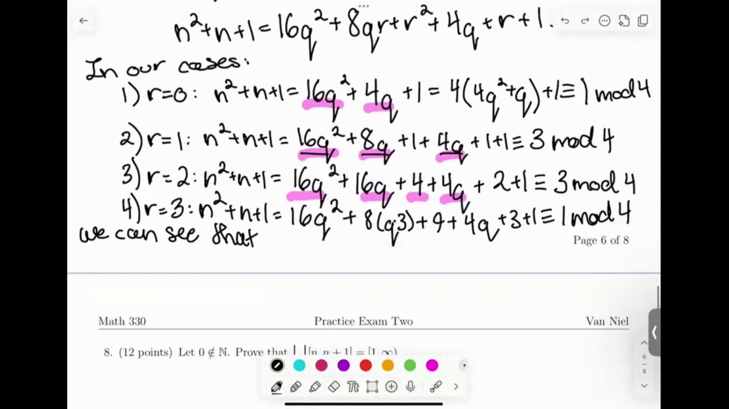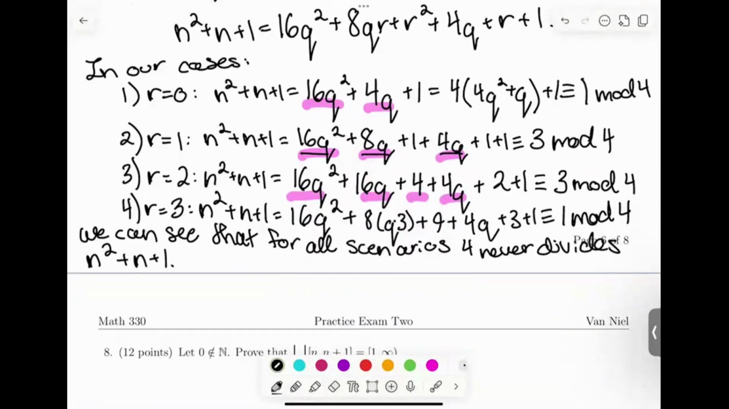Okay. We can see that for all scenarios, 4 never divides n squared plus n plus 1. Therefore, for all n in the integers, 4 does not divide n squared plus n plus 1. Yeehaw. Okay.